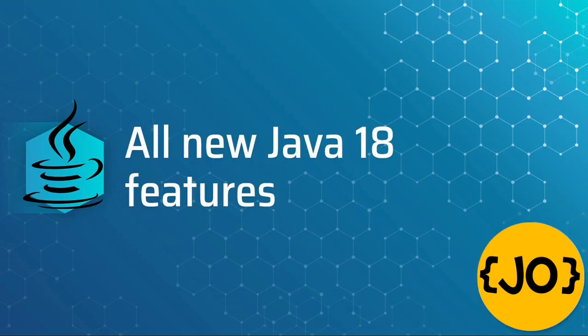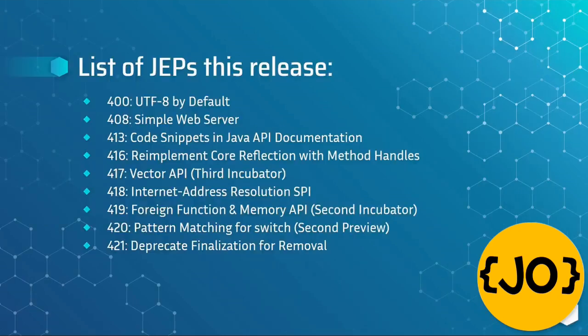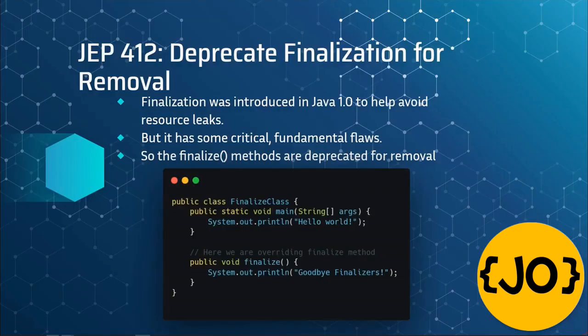In this video I'll quickly be taking you through all the new features that were released in Java a couple days ago. So this is a list of all the JEPs that were added in this release, and in this video I'll be going through all the JEPs in the order of less relevant, less interesting, to most relevant or most interesting. The first JEP is Deprecate Finalization for Removal.